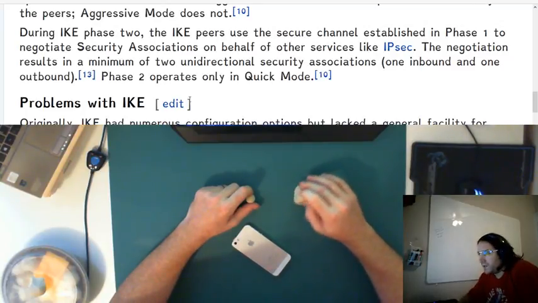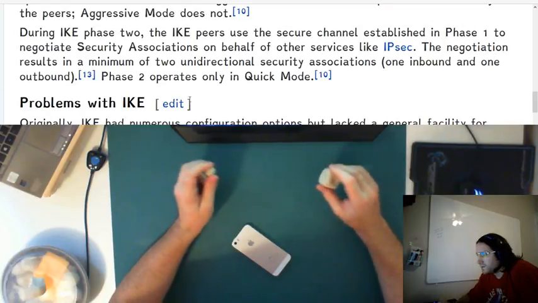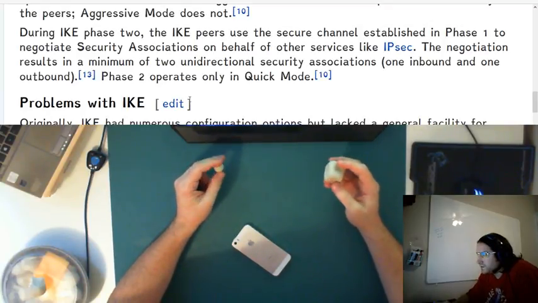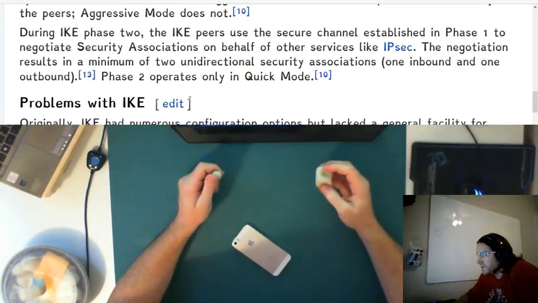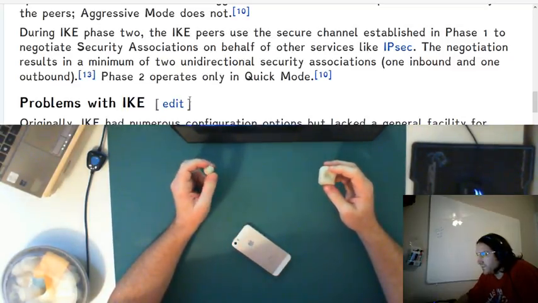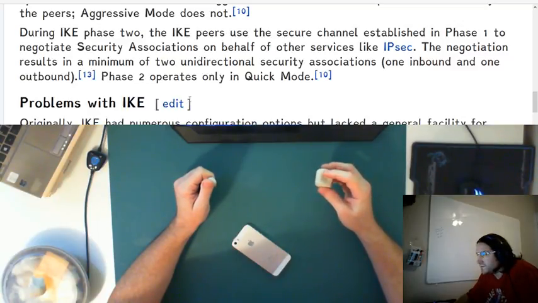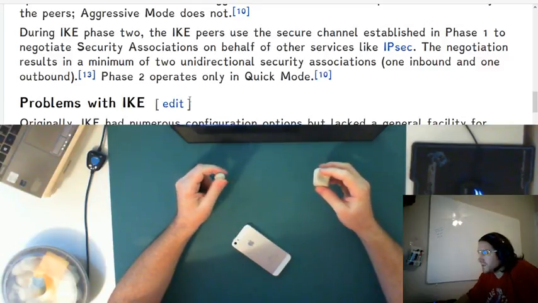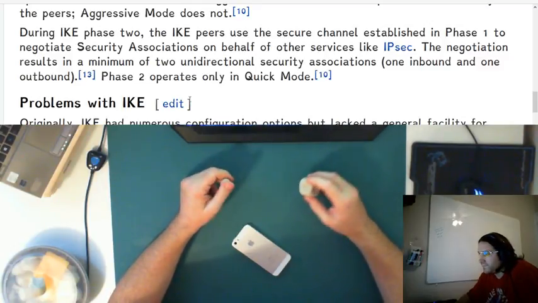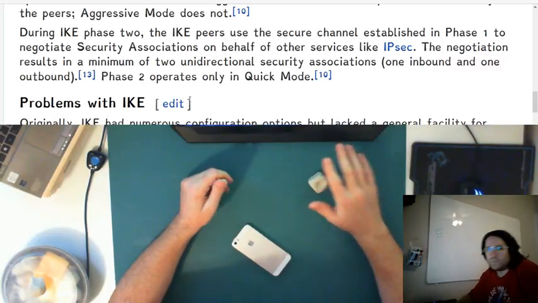During IKE Phase 2, the IKE peers use the secure channel established in Phase 1 to negotiate security associations on behalf of other services like IPsec. The negotiation results in a minimum of 2 unidirectional security associations, one inbound and one outbound. Phase 2 operates only in quick mode.